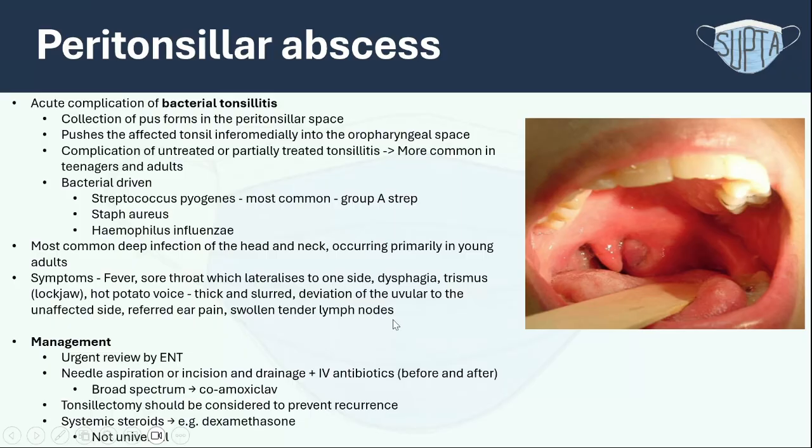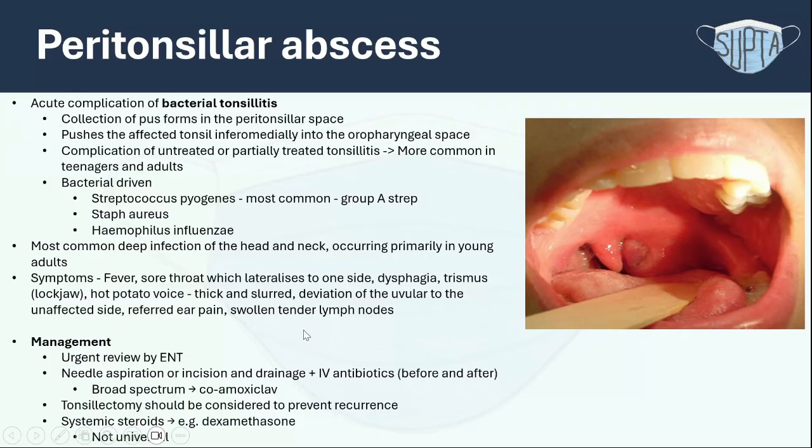So symptoms would be like fever, a sore throat which lateralizes to one side, trismus, lockjaw, and like a hot potato voice. This is when the speech is thick and slurred, and you have the deviation of the uvula to the unaffected side. You may also have referred ear pain.